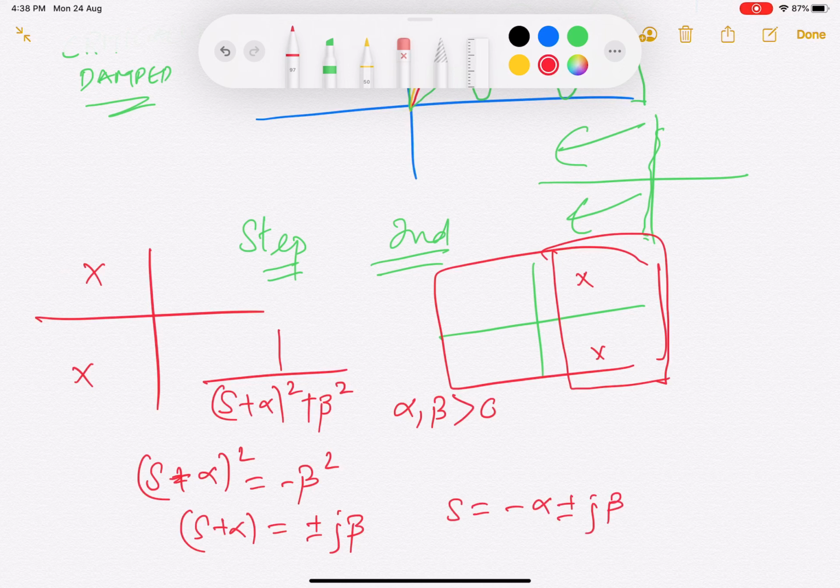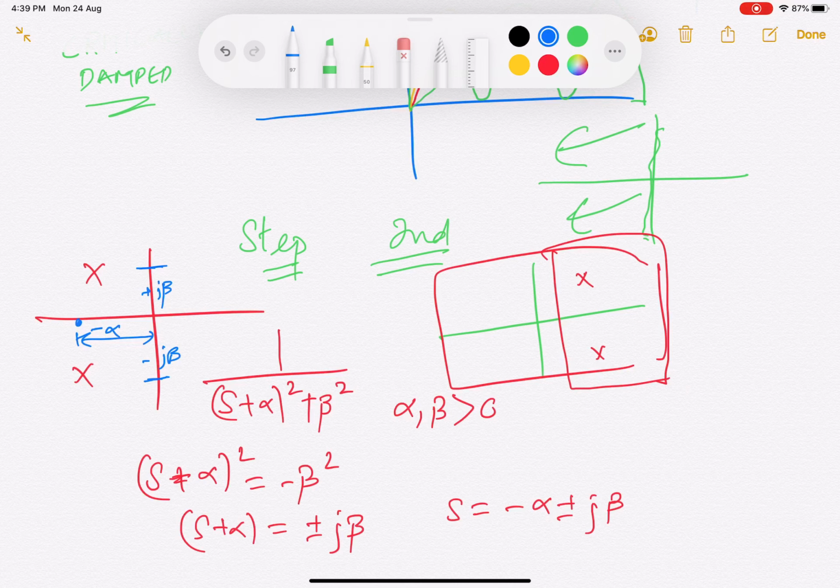And here you have s is equal to minus alpha, and this is your beta. So this is plus j beta, and this is minus j beta. So basically you have complex poles with negative real parts.